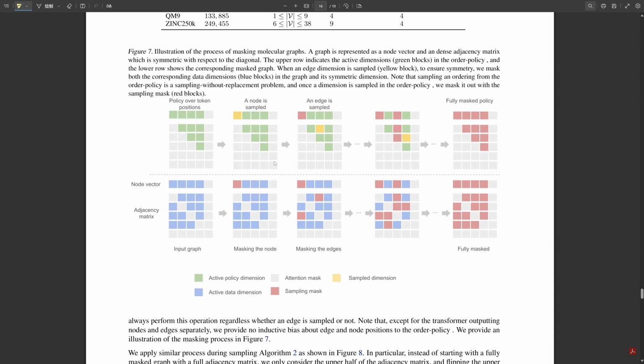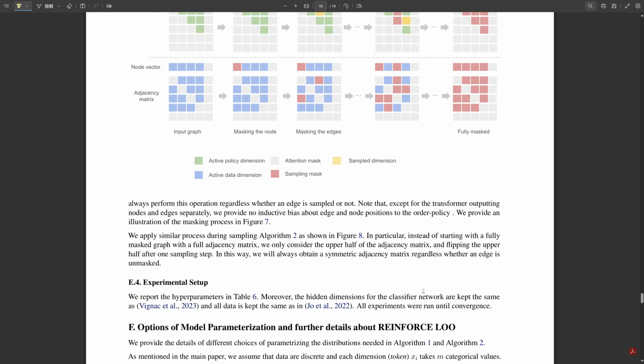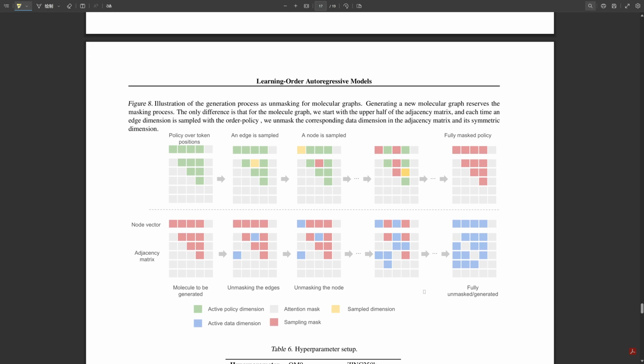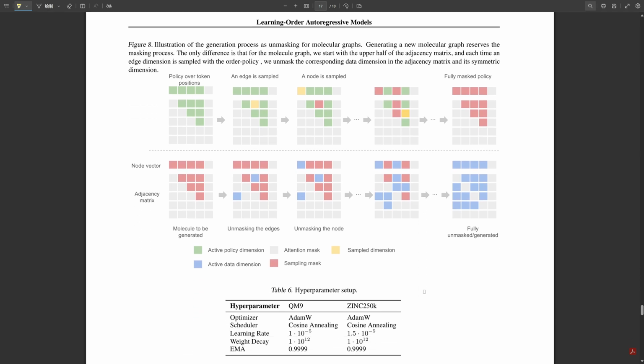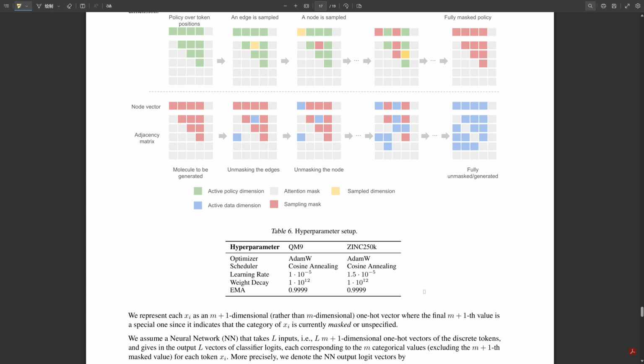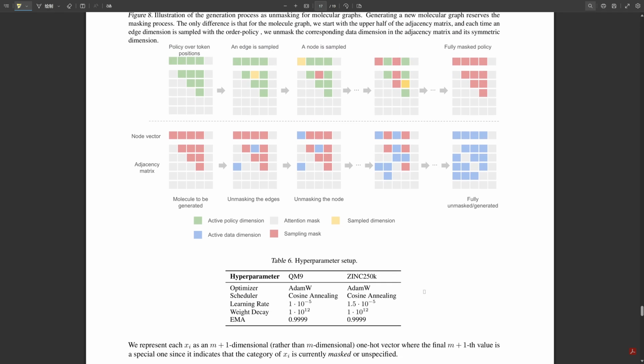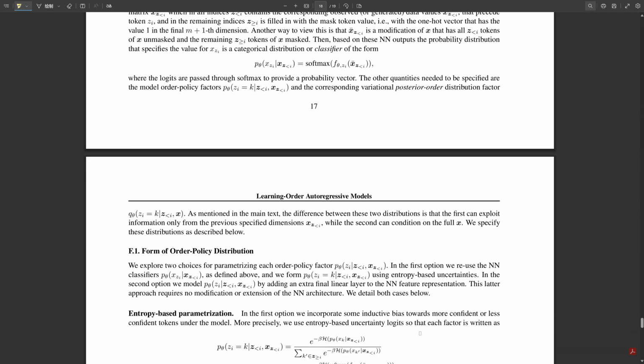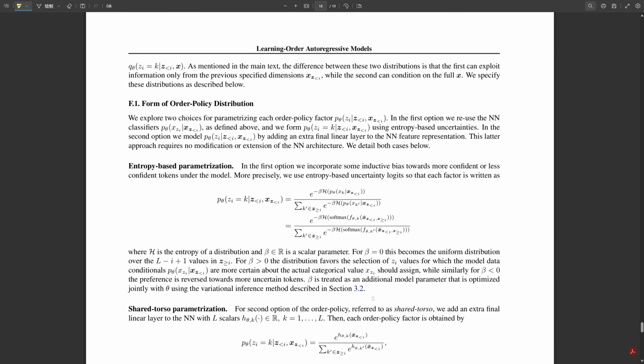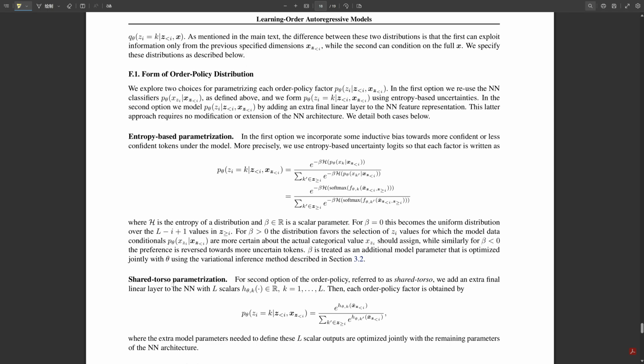Definitely. Which leaves us with a final thought for our listeners. Think about other complex sequential processes out there, maybe in biology, engineering, even art or music. Could this idea of learning the order of operations, dynamically adapting the sequence based on context, unlock new ways to model and generate things in those fields too? It's a really interesting question. What other kinds of data are just waiting for a model that can figure out the best way to build them, step by step? Makes you think.